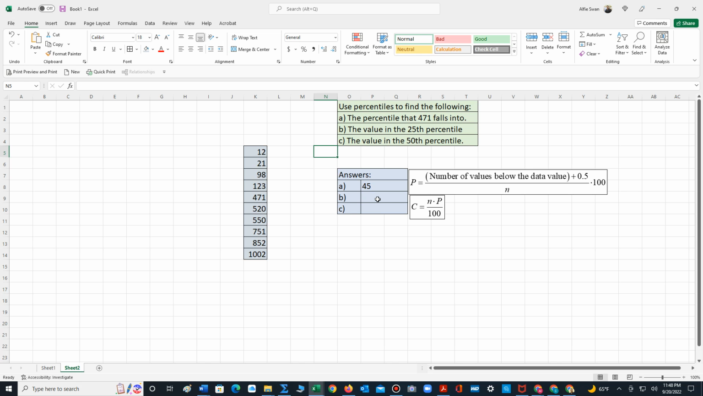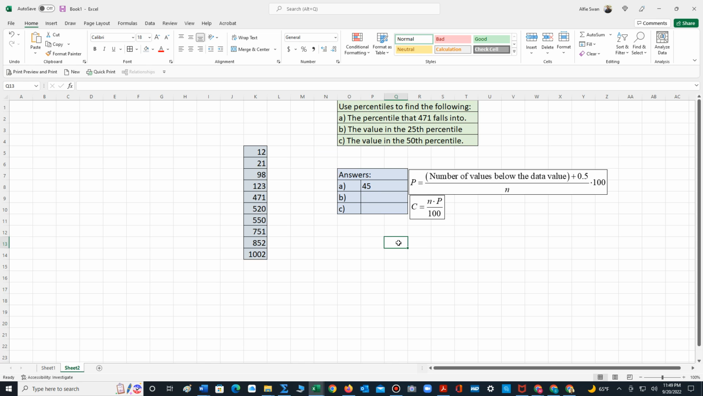Now let's look at part B. So part B, we have to reverse the process. So now we want to find the data value in the 25th percentile. To accomplish this, we have to apply this formula, C. Think of C as the number of spaces we have to count. And that's N, the number of data values, times P, the percentile divided by 100.